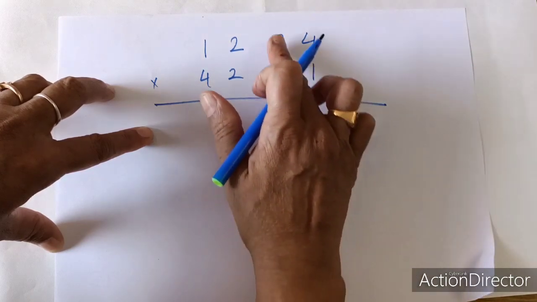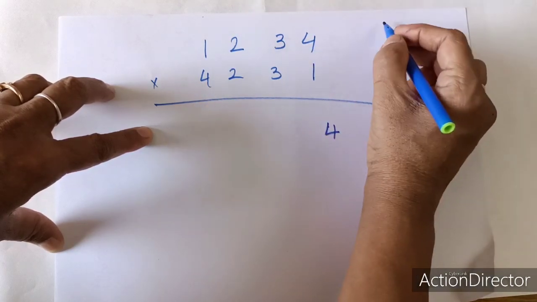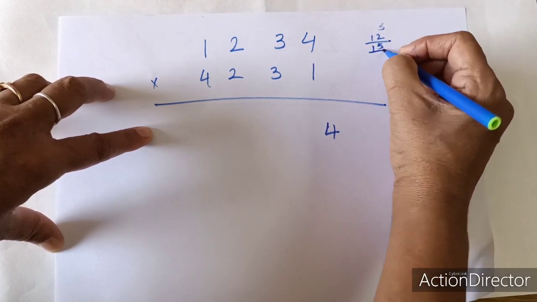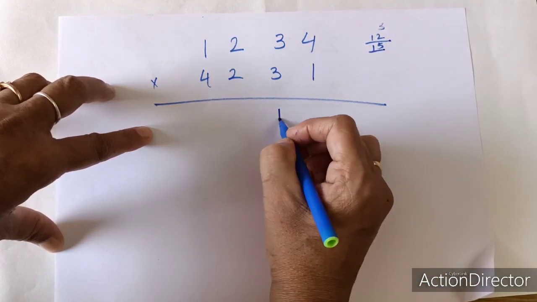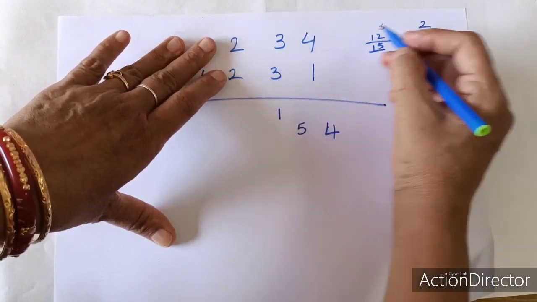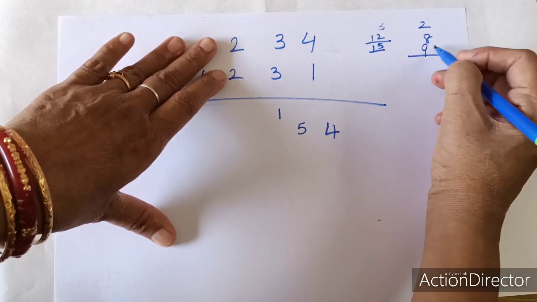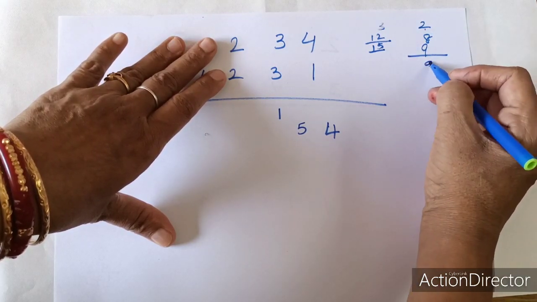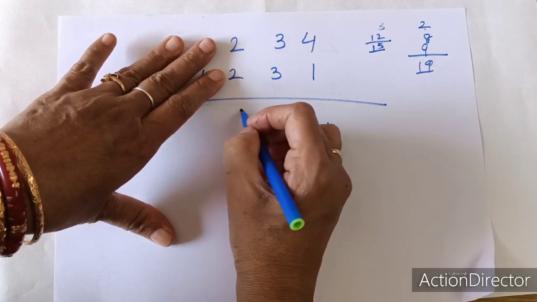Now you are going to take 2 numbers. 3 1s are 3 plus 4 3s are 12, which is equal to 15. So I will write 5 over here, carry 1. Now I will take 3 numbers. 2 1s are 2, 4 2s are 8, 3 3s are 9. 9 plus 8 is 17. 17 plus 2 is 19. So I will write 9 over here and carry 1.